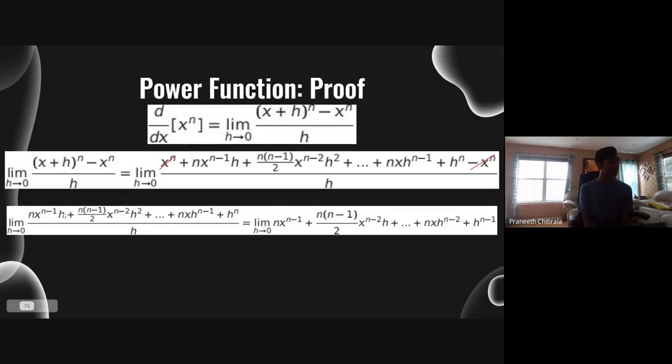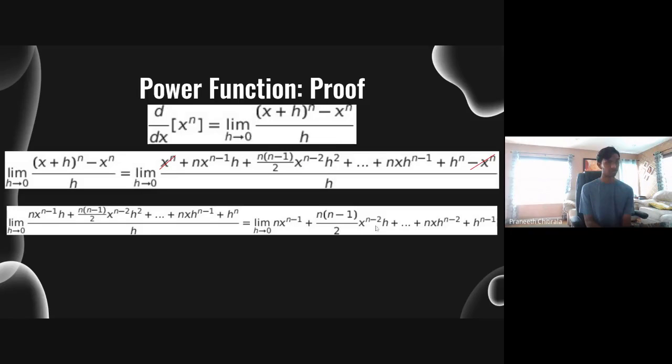I noticed that all of these terms in the numerator have a common factor of h. You can see here, there's an h here, an h here, h here, and h here. And also the denominator has a common factor of h. So you can simplify that by eliminating an h from both sides. And you get the limit as h approaches 0 of n times x to the n minus 1 power plus all of this.